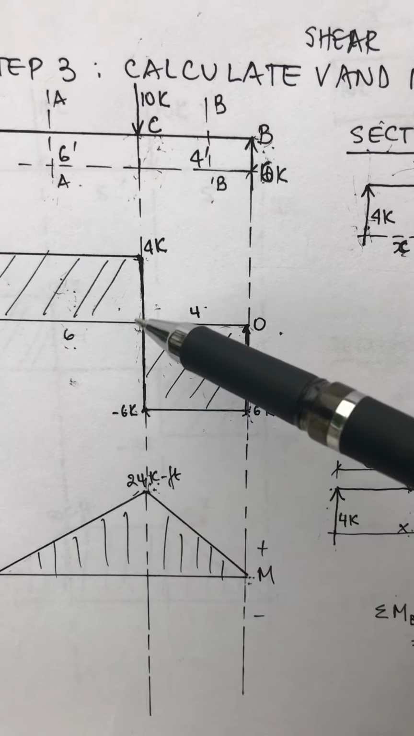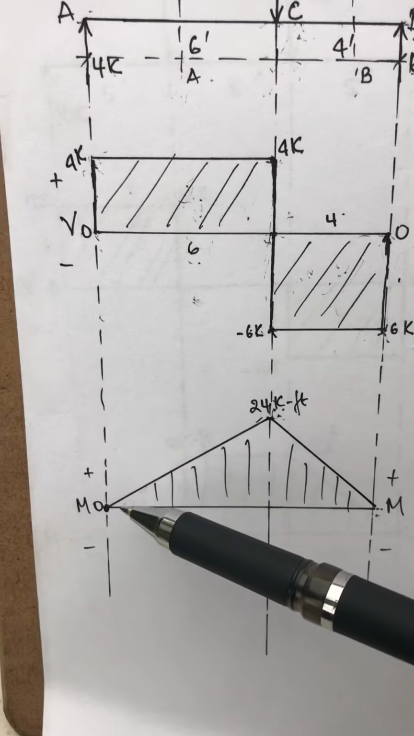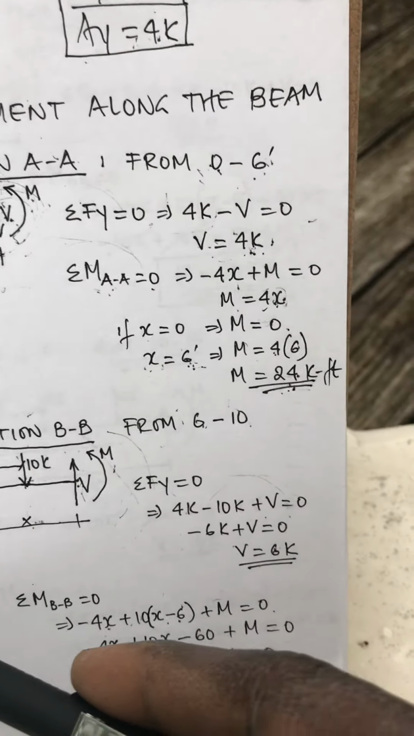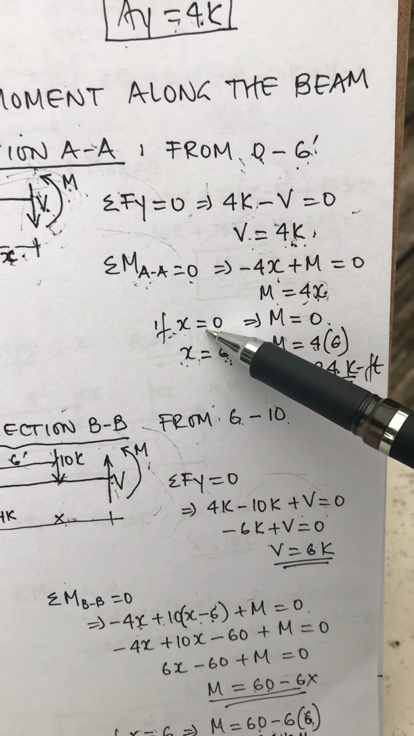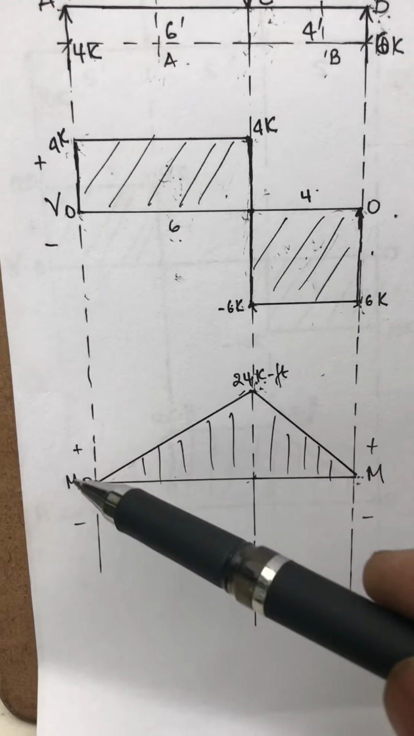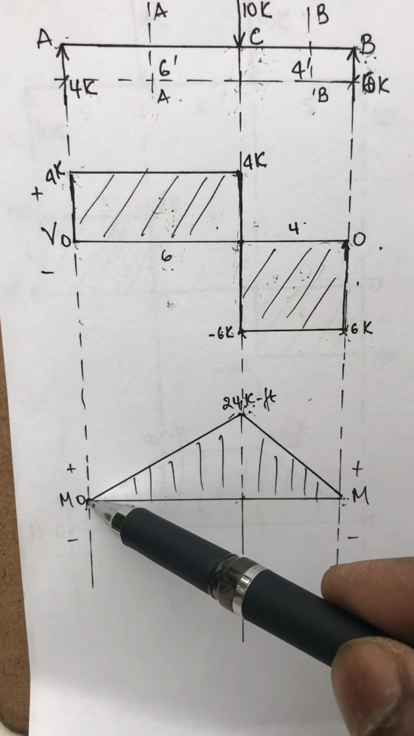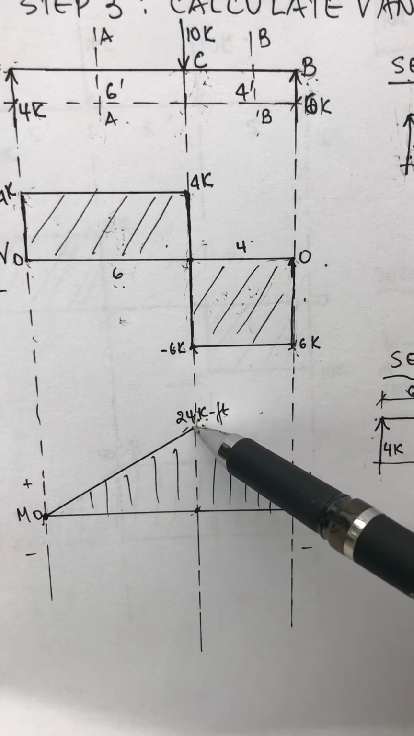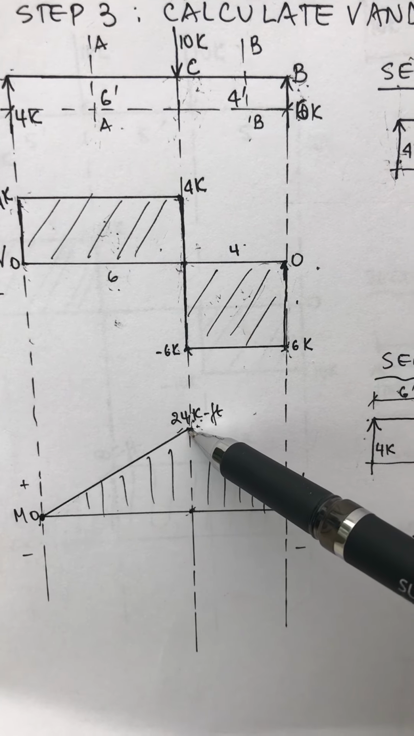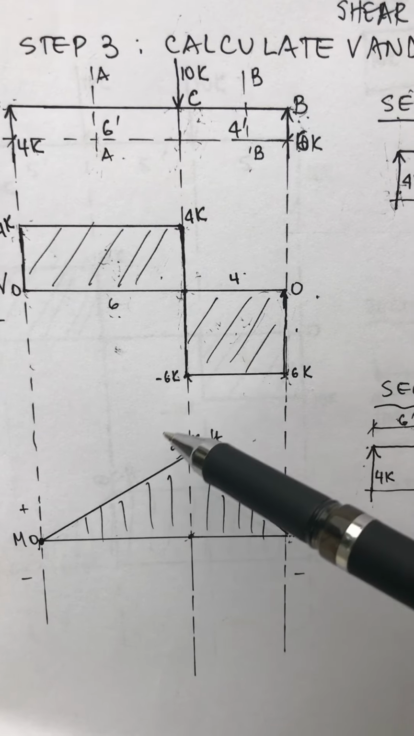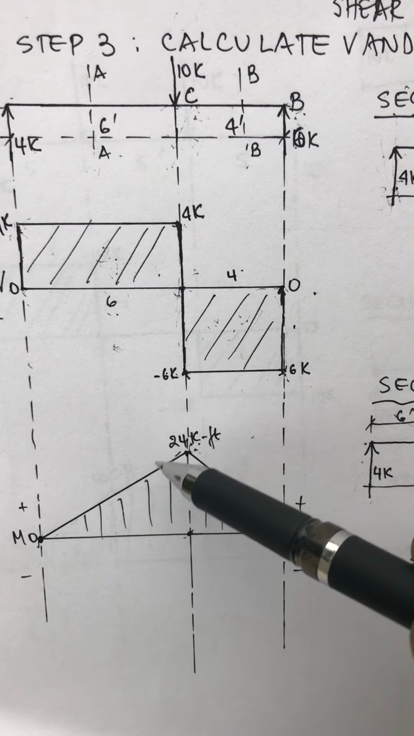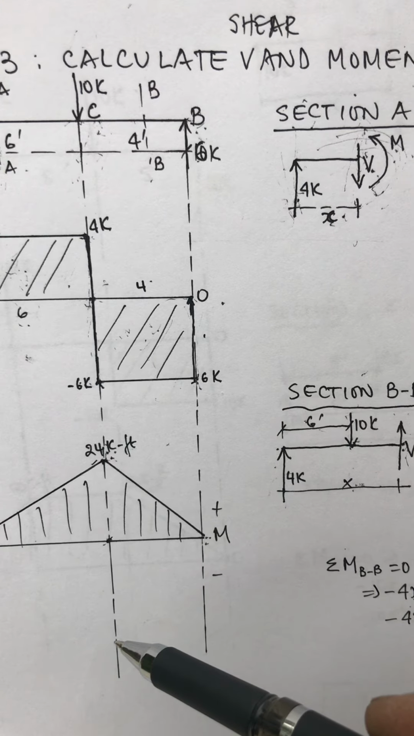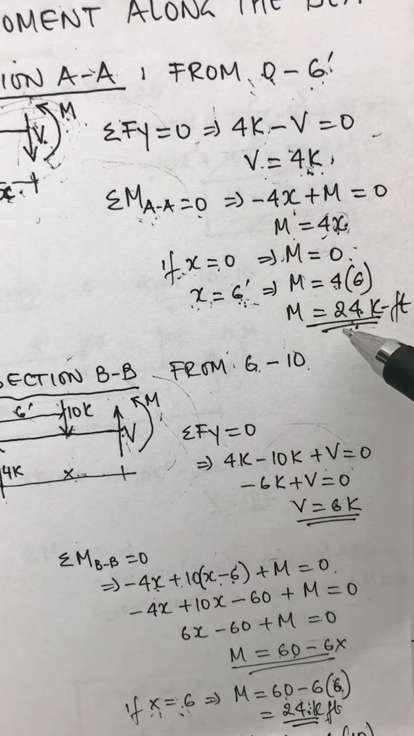Okay, and the moment diagram we do the same thing. From 0 to 6, here we had x is 0, M is 0. That's why I am there at 0. If x is 6, the moment M is 24. That's why I have 24. Because it's 24, it's positive, I go upward. If it was negative, I would go this way.